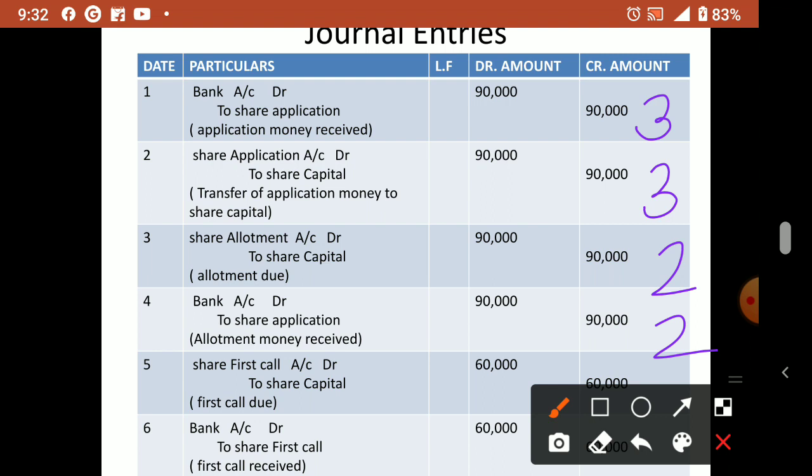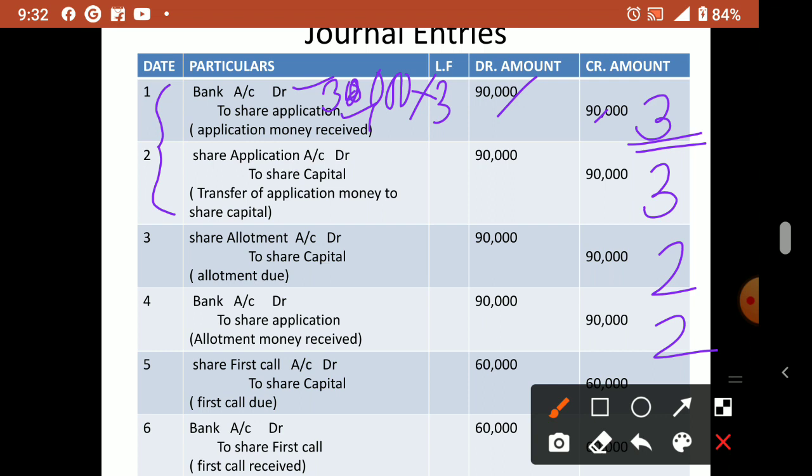So the first entry is what? Application money received. Bank account debtor to share application. Whatever is received, that name you have to put. If allotment is received, share allotment will come. If first call is received, bank account debtor to share first call. If second call is received, bank account debtor to share second call. That is the only difference. So first we received: bank account debtor to share application. What to write? 30,000 into how much is the application money? 3. So 30,000 into 3. Remember, 30,000 is the number of shares issued. So 90,000, 90,000. Then the second entry is also a continuation of that.